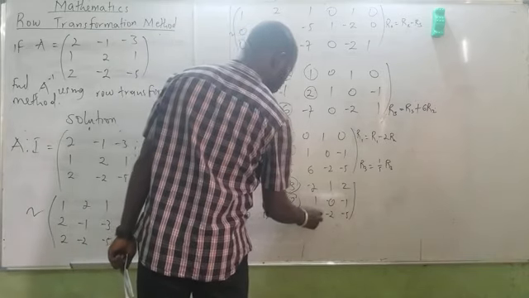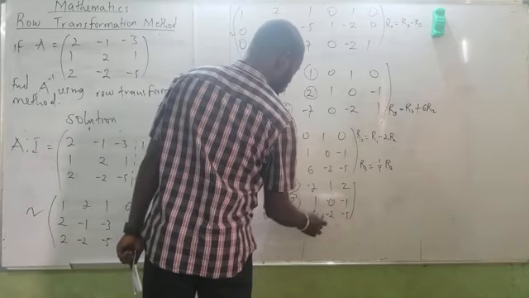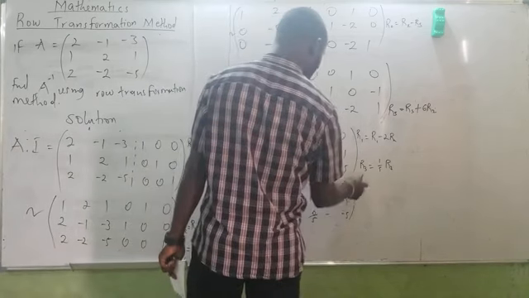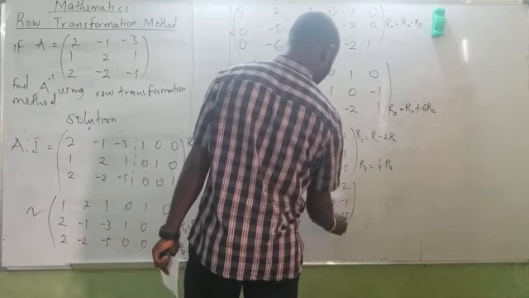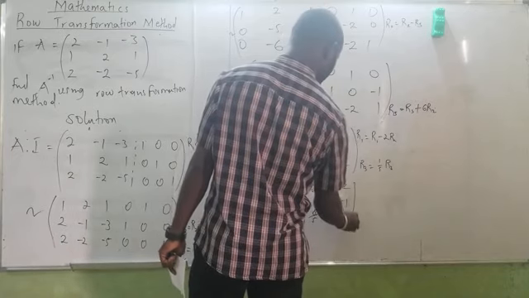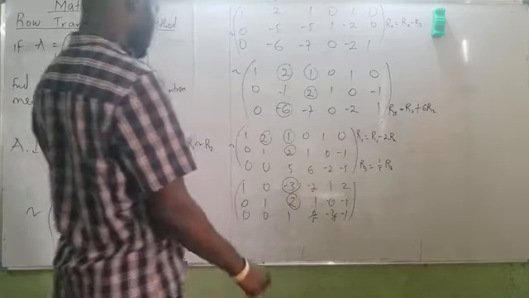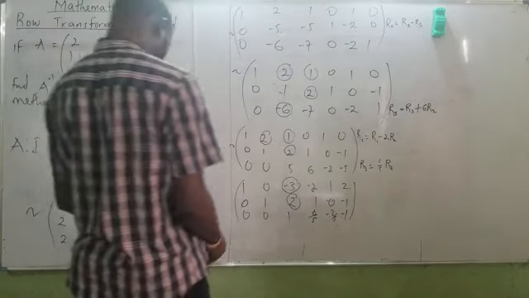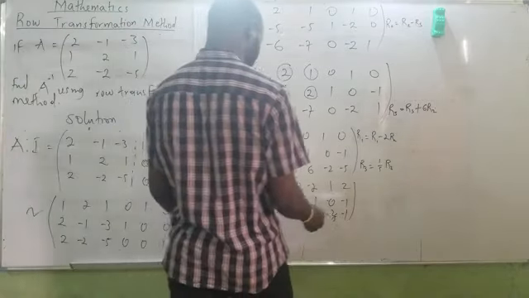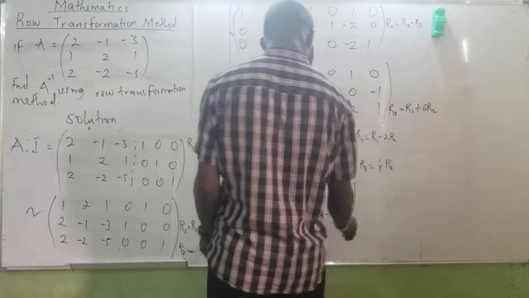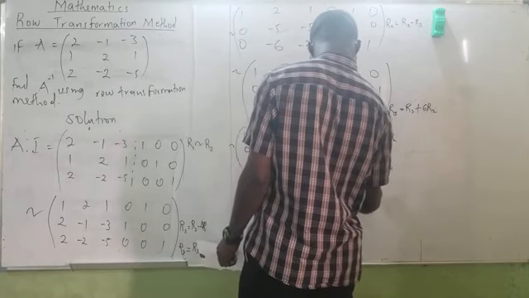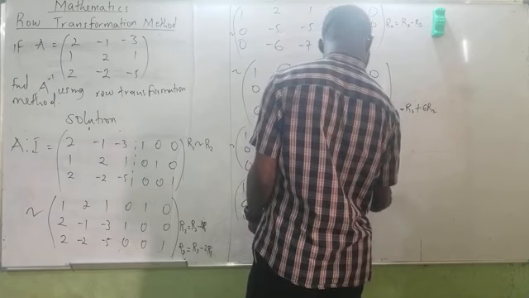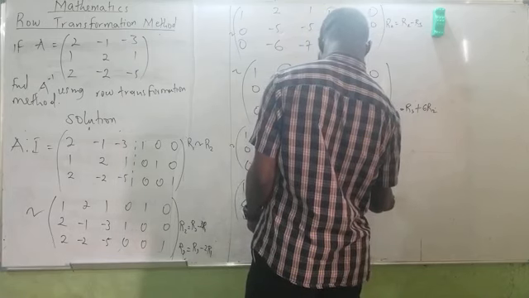This one will be 6/5. Here will be 2/5. And here will be 1. Thank you. Sorry about that. Thank you so much. Now, since I have that, I can now say that what my row, I can say that my row 1 will be equals to 2 row.